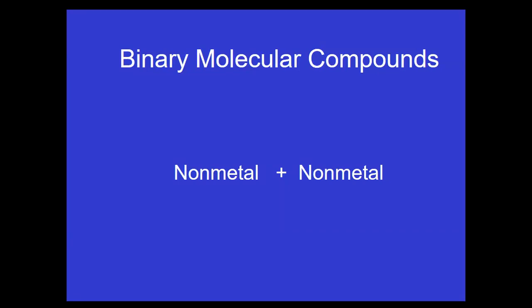Okay, so the last type of compound we're going to go over and how to write the formulas and name are binary molecular compounds. So these are going to contain two nonmetals. Or sometimes, in rare instances, you'll have a metalloid and a nonmetal. But what you will see is they'll be close together on the periodic table.